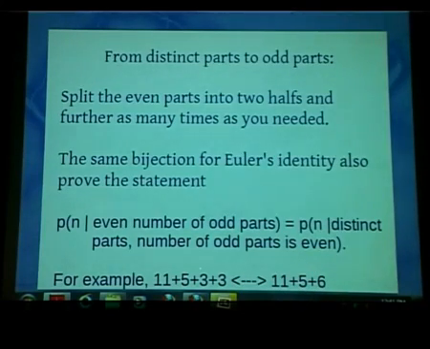Okay, can I write it in an example? If you don't understand, just stop me. Okay.